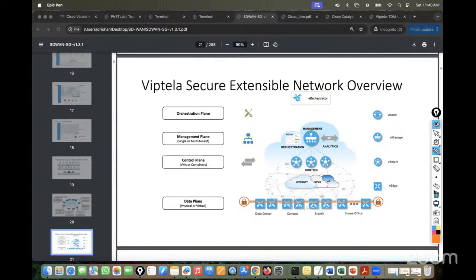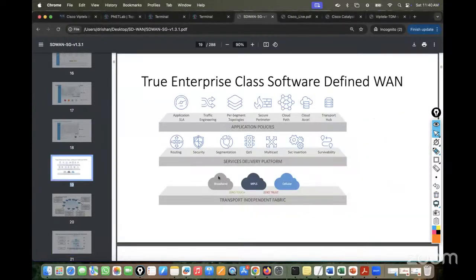Now let's talk about the orchestration plane. The orchestration plane is where your vBond is going to come into the picture. This is a very powerful device, guys. In fact, every device is powerful, but why is vBond so powerful? Because let's suppose you want to join the fabric. This fabric is always known as a zero trust fabric. See, zero trust. Why zero trust?